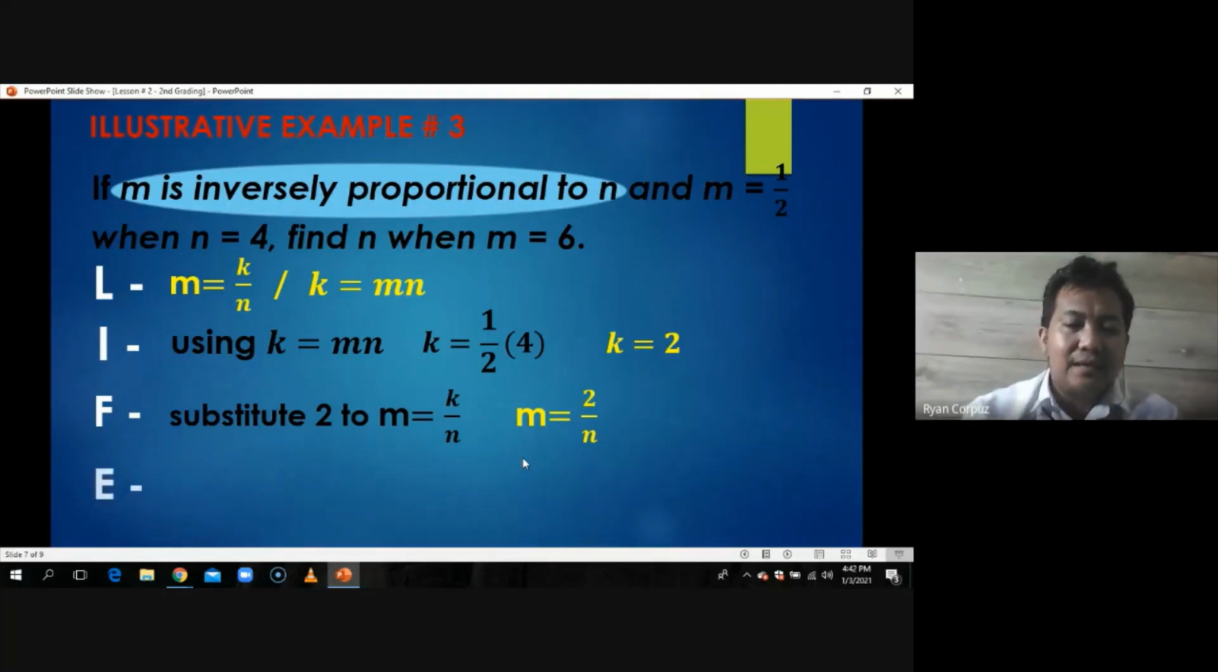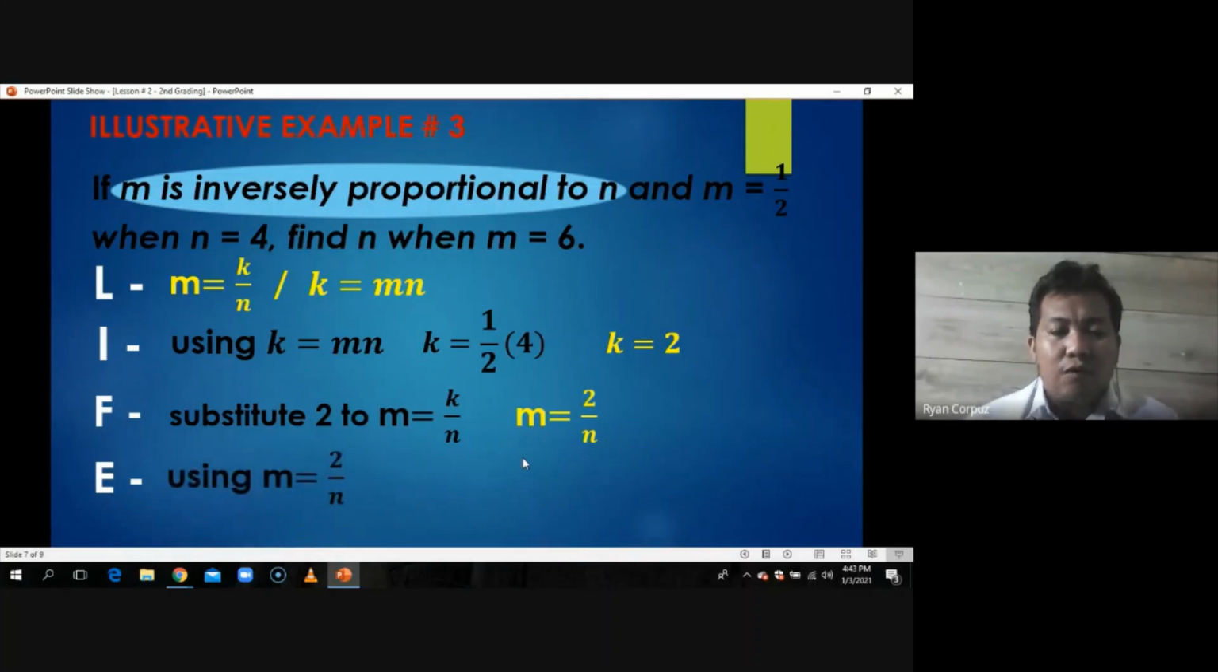And lastly, to find what is unknown in the problem, using M is equal to 2 over N, let's go back: find N when M is equal to 6. N is what we are looking for. Let's not just substitute without looking at what we are substituting. This time, what we are looking for is N. The given value is M. So we have to be mindful of it. We should know what we are substituting. So when we substitute, it becomes 6 is equal to 2 over N.